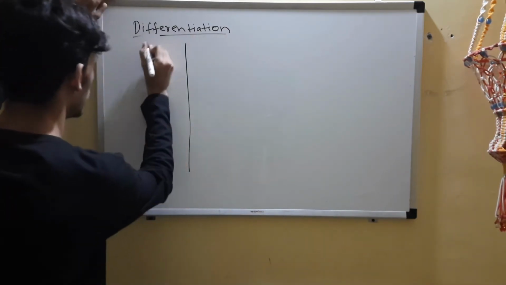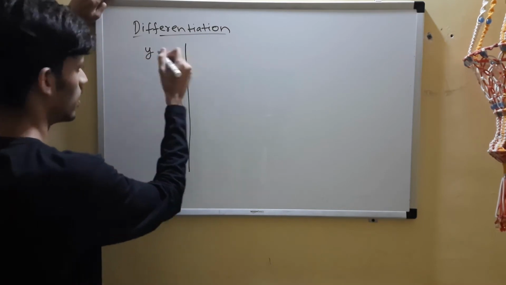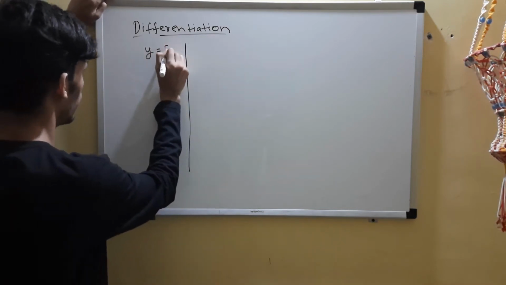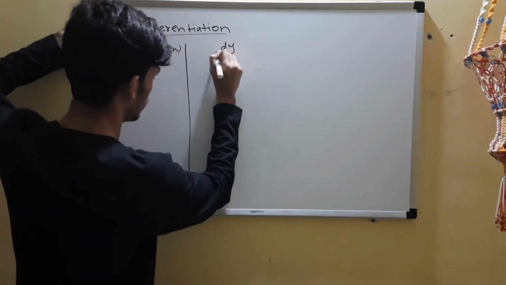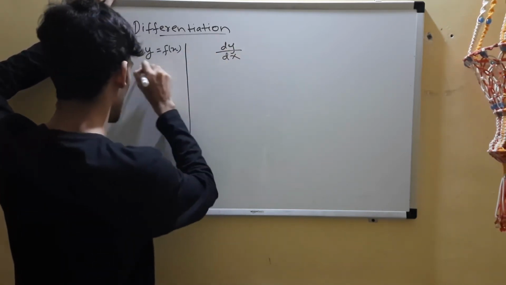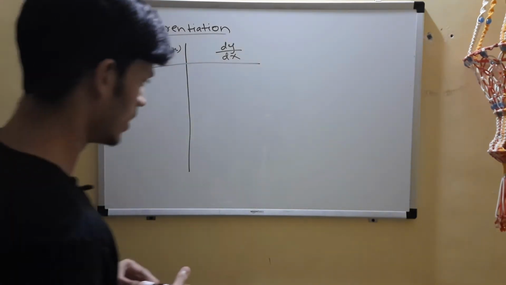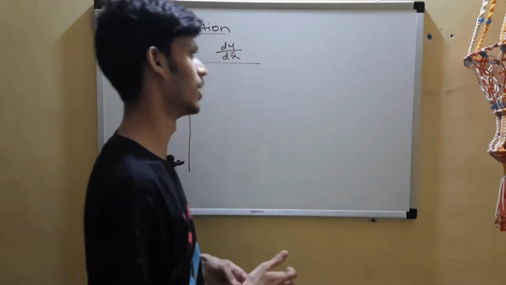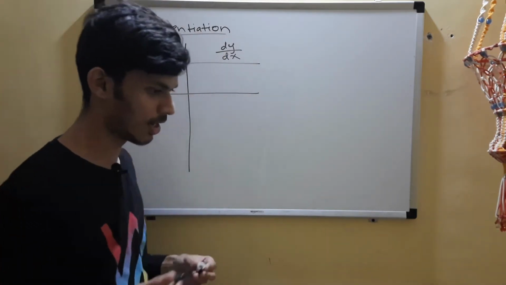So you have a function over here. Let's say the function is y equals f of x, and you have its differentiation over here, dy by dx. So you can differentiate some functions, differentiable functions. Let's discuss some of them which are important.